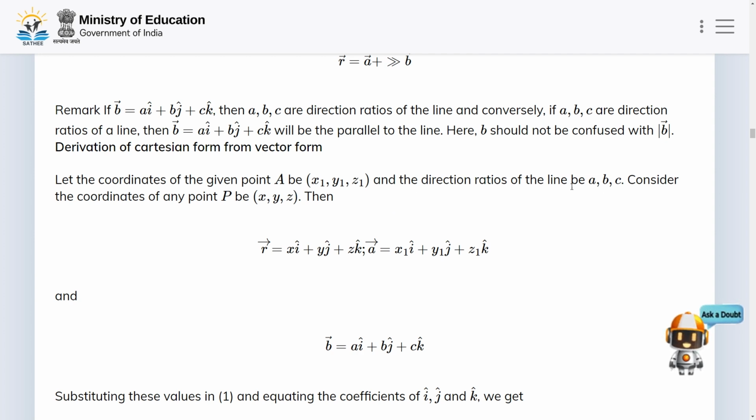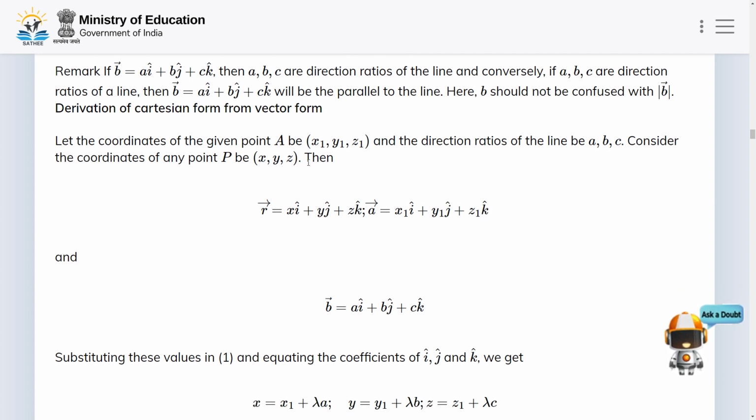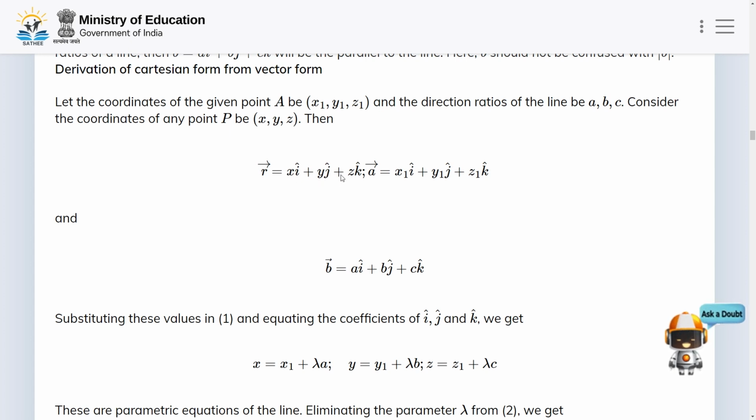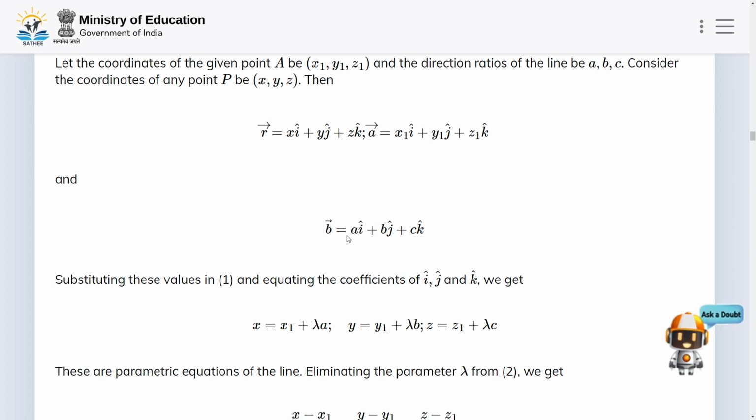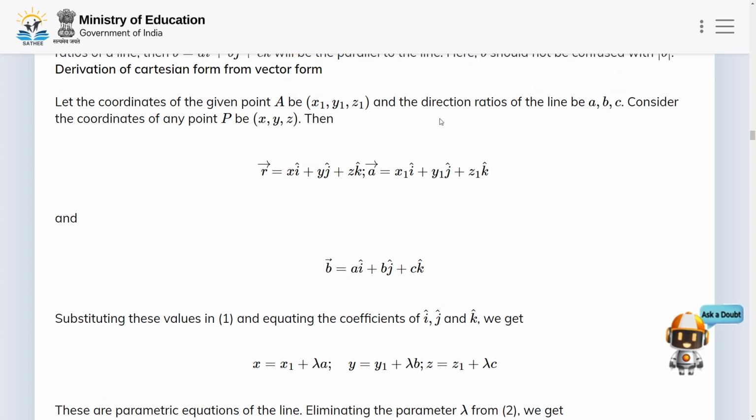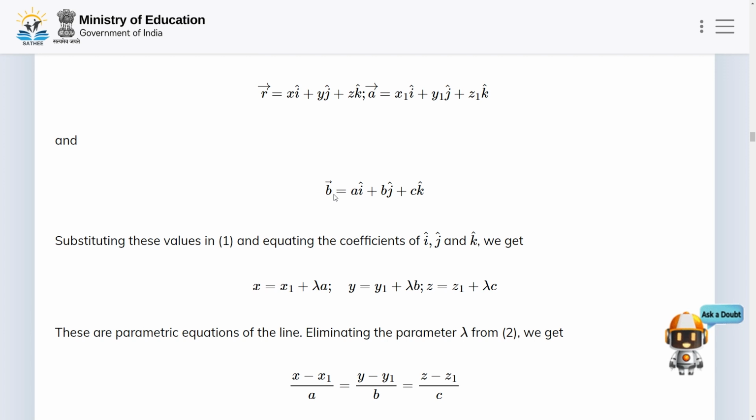Let us continue from where we were. A is this point, and the direction ratios of the line are a, b, c. Now consider the coordinates of any point P to be x, y, z. Then r will be x i plus y j plus z k, where a will be x1 i plus y1 j plus z1 k. So this is the position vector for P and the position vector for A. Now what will b be? The b vector can be taken from the direction ratios of the line, so b can be written as a i hat plus b j hat plus c k hat.